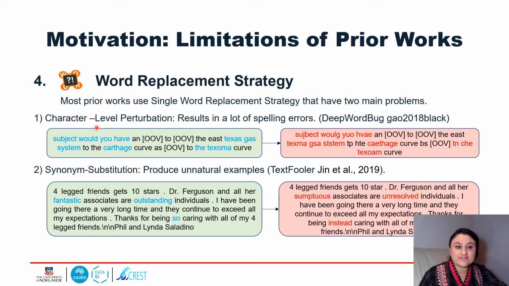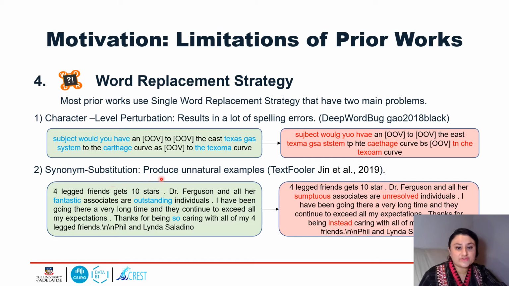If single character level perturbation is used, as in DeepWordBug, which is the state-of-the-art attack, a lot of misspelled words are produced. For example, in this example, it can be seen that the adversarial example generated by DeepWordBug produces a lot of spelling errors which can be perceived by the user.